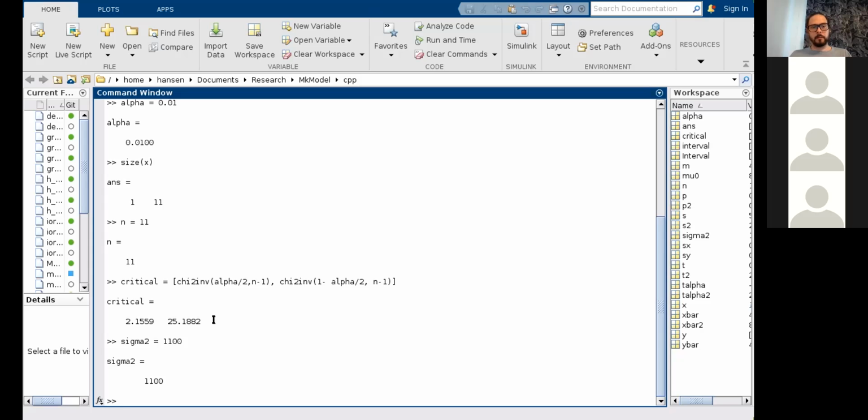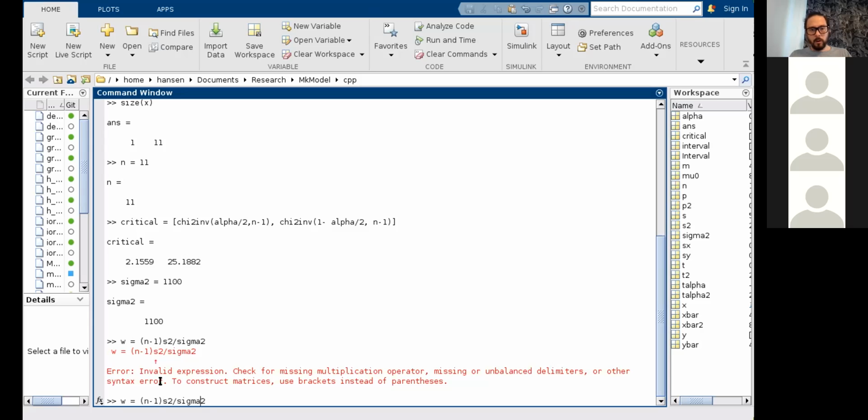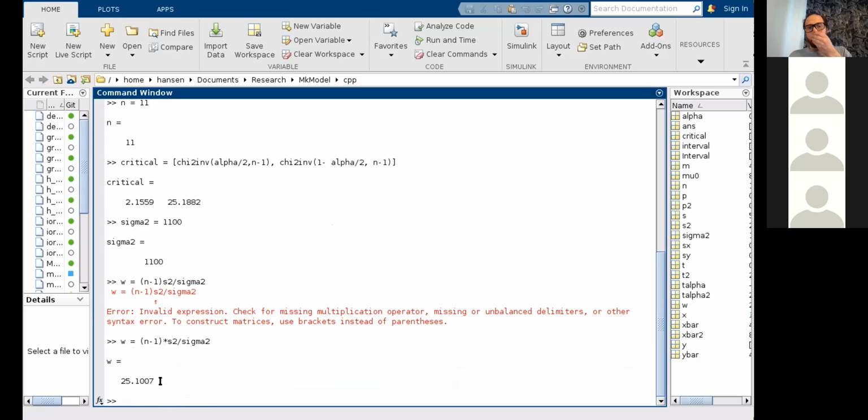Now we calculate the test statistic W, which is n minus 1 times S2, the sample variance, divided by sigma squared. So we get 25.1007. And now this is not in the critical region. Remember, the critical region is those values below 2.1559 and above 25.1882. So let's calculate the p-value for this.